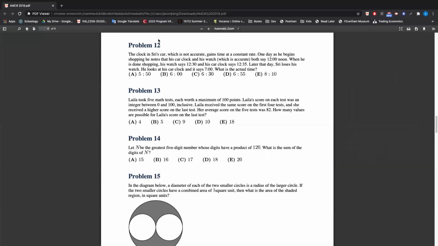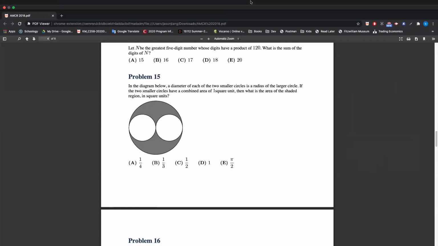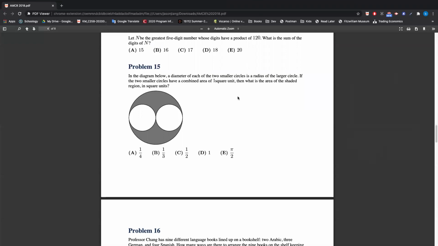Okay, problem 15. We have 2 smaller circles, each of which has a diameter which is the radius of the larger circle. We're told that the 2 smaller circles have a combined area of 1 unit, so we want the area of the shaded region.